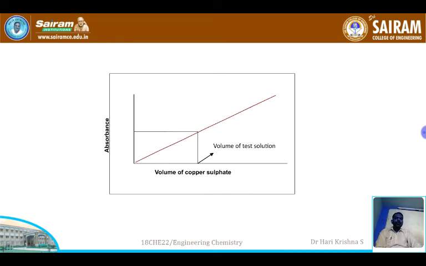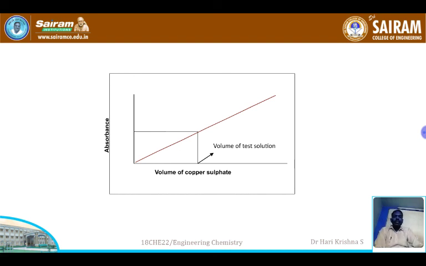Now for the test solution, you know the absorbance, but you don't know the volume of copper sulfate. You're going to search for the absorbance on the y-axis. Then once you get that, you're going to draw a line parallel to the x-axis until it touches the curve. Once it touches the curve, you're going to drop a perpendicular to the x-axis. Whatever volume you get there is the volume of copper sulfate present in the test solution.